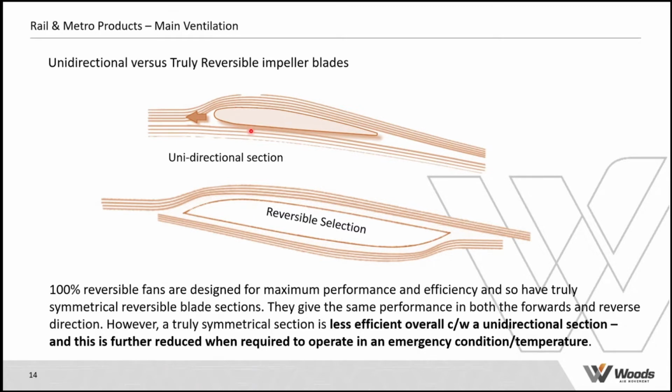Okay, so the top image here is the traditional aerofoil section for a unidirectional fan. So it's sort of round at the front and it tails off at the back. This is similar to an aircraft wing because it's all based on the same technology. And then this reversible section basically has this top profile, which is a sort of modified aerofoil section, that is then mirrored underneath.